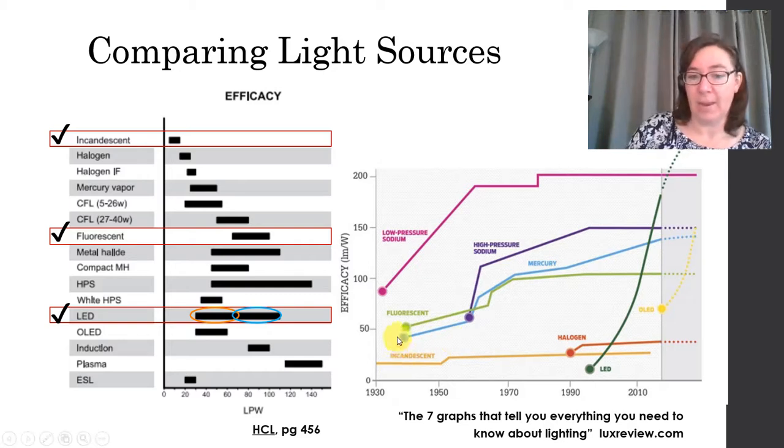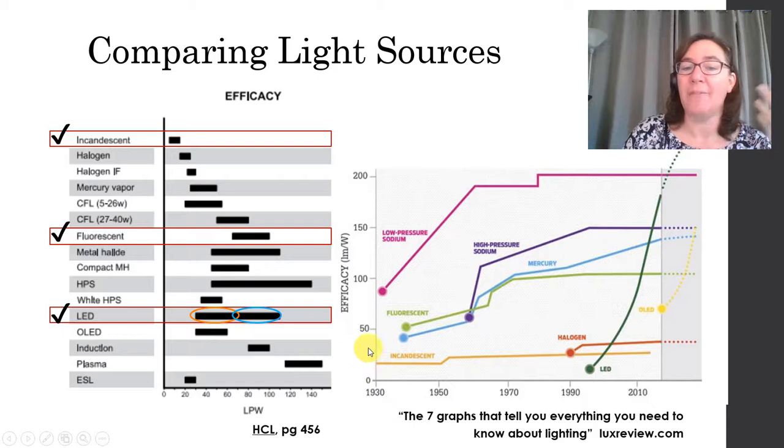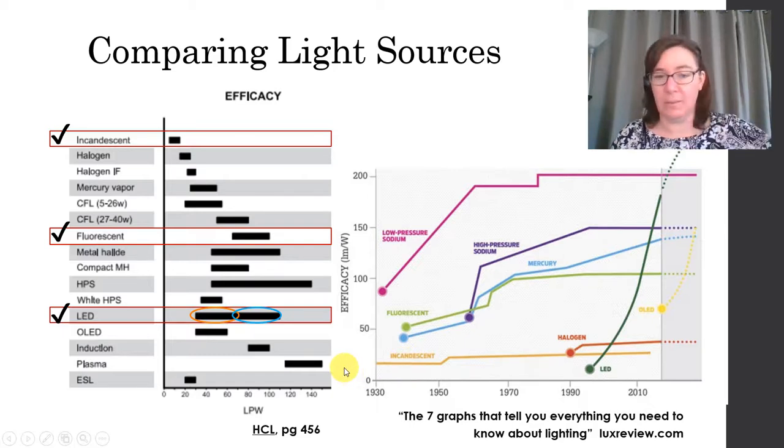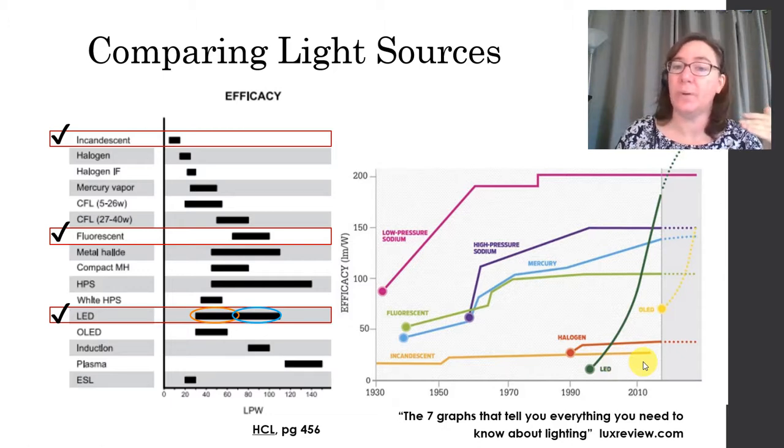So in this graph right here, we have time along the bottom from 1930, 1950, 1990, 2010. You know that we're now well over in this section here, all right? And over here we have efficacy in lumens per watt. Right? So you know that the first light source to be invented was incandescent. It's off the chart over here to the left, but it is a mature technology. We haven't improved it very much. It's not going to be able to be improved, and so the efficacy is right here along the bottom of the chart. Right? It is the lowest efficacy light source.